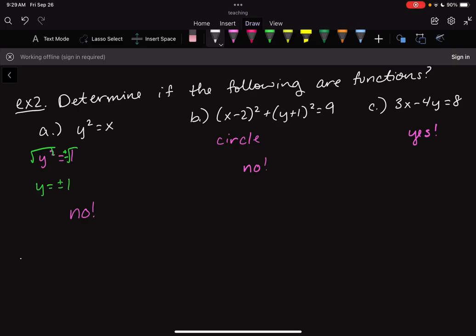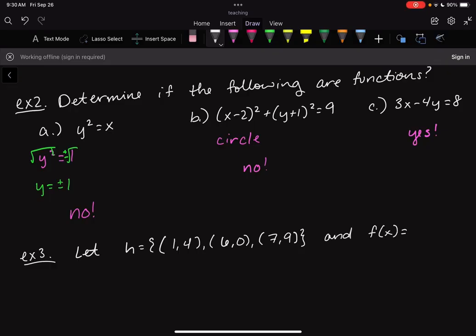Let's work with that function notation a little bit now. So example 3, I'll say let H be the set. So this one I'm going to come up with a set of points. And I'll say f of x, and I'll make something for this one, something more like what you'd be used to seeing for a function. And we're going to evaluate the following.